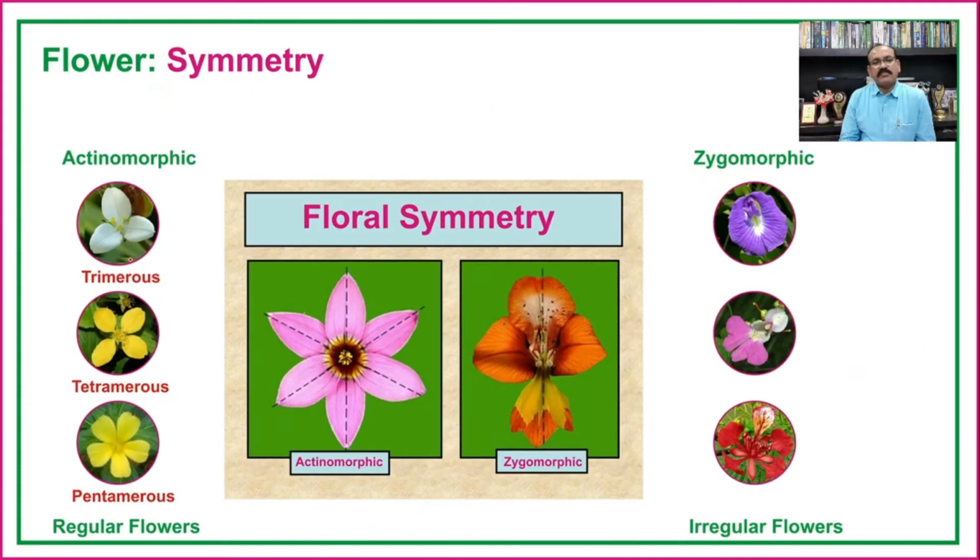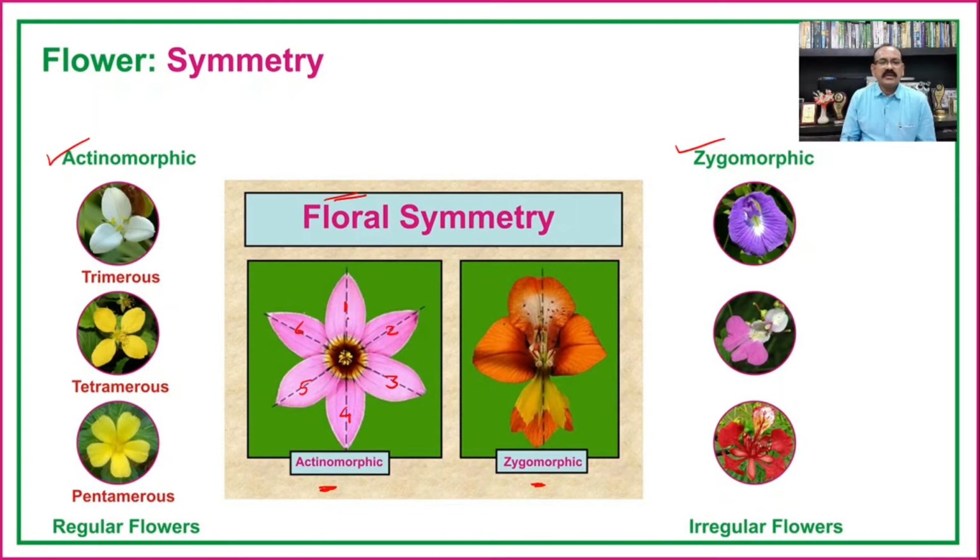Then the third type of flowers, on the basis of symmetry, are known as actinomorphic and zygomorphic. If we see the picture of the actinomorphic flower and the zygomorphic flower, you are able to see that here there is one petal, second one, third one, fourth one, fifth one and the sixth one.